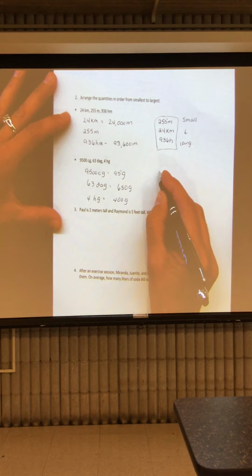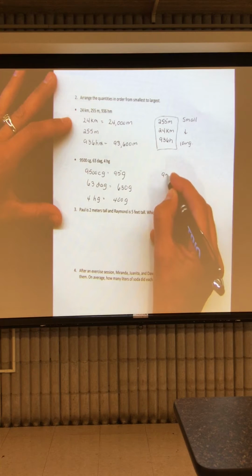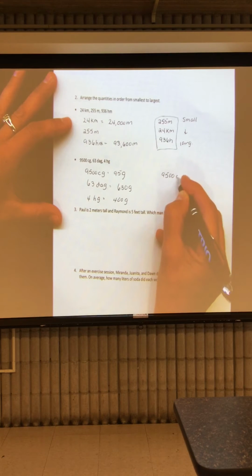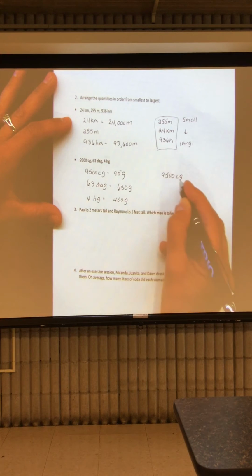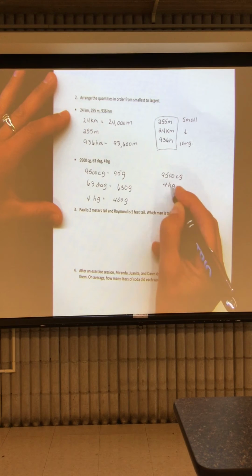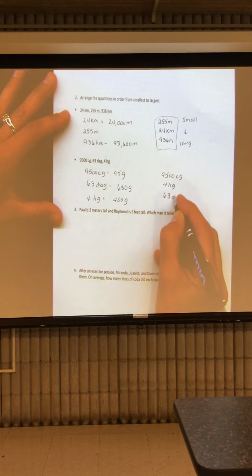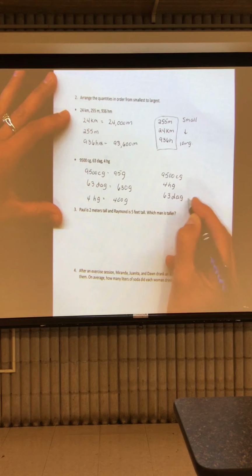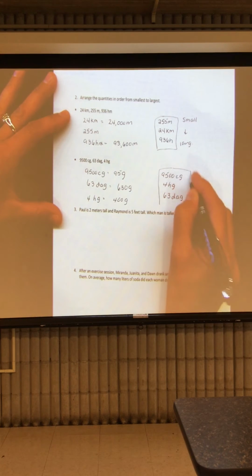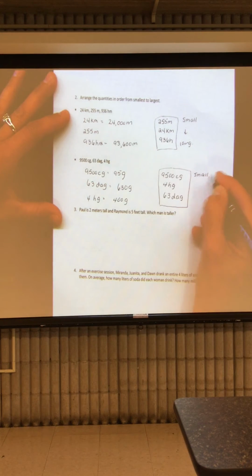Therefore, the smallest of these quantities is the 9,500 centigrams, which is the 95 grams. The next is the 4 hectograms, which is 400 grams, and the largest is 63 decagrams, which is equal to the 630 grams. And these are your orders of your smallest quantities to your largest quantities.